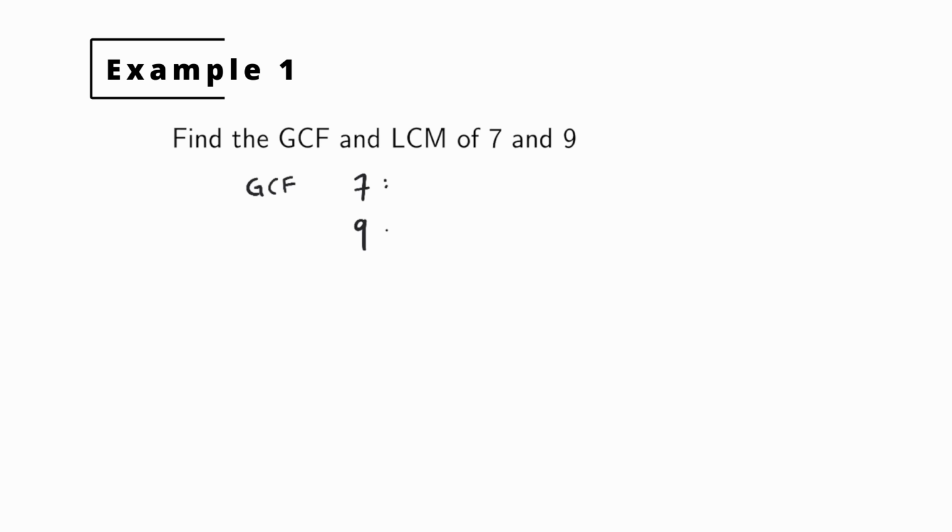That's it. Here's our final example. Let's find the GCF and LCM of 7 and 9. Now, to find the GCF, let's list the factors of 7 and 9. So 7 is prime, so it's just 1 and 7. 9 is 1, 3, and 9. So the only number in both lists is 1. So the GCF in this case is 1. The greatest common factor of 7 and 9 is simply 1.